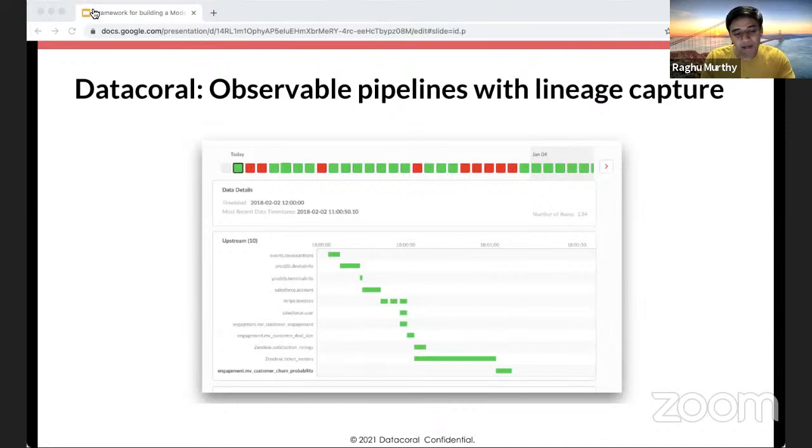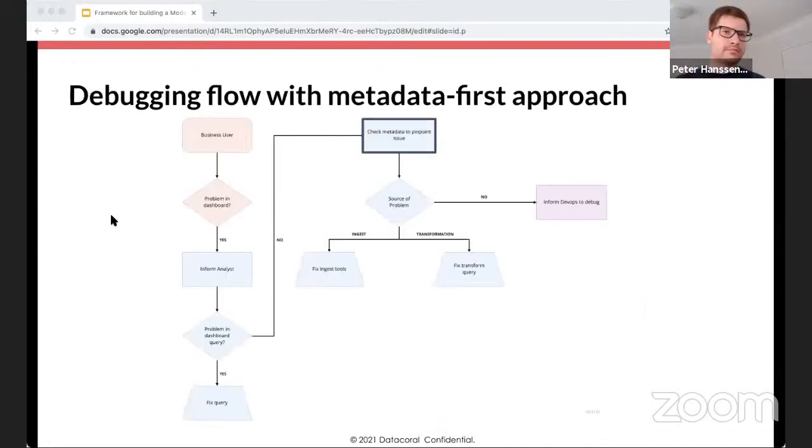So now, if you had something like this, the debugging flow is what I wanted to talk about. As you can imagine, it becomes a lot simpler, right? It's the same use case where a business user is looking at a dashboard. They find that there is a problem. They inform the analyst who looks at the dashboard query. If there is nothing wrong with the dashboard query itself, then in many cases our customers are directly able to look at the metadata to see exactly where the problem might be.